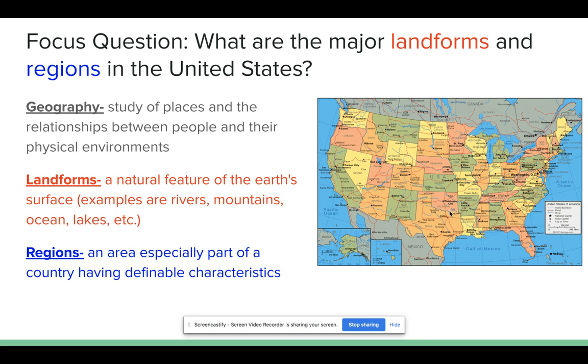So hopefully you're looking at the screen right here. Okay, I don't need you to write this down. Usually you're going to have to take notes, either on a Google Doc or in your notebook. For this, I don't need you to take notes. I just need you to notice what your focus question is. What are the major landforms and regions in the United States?